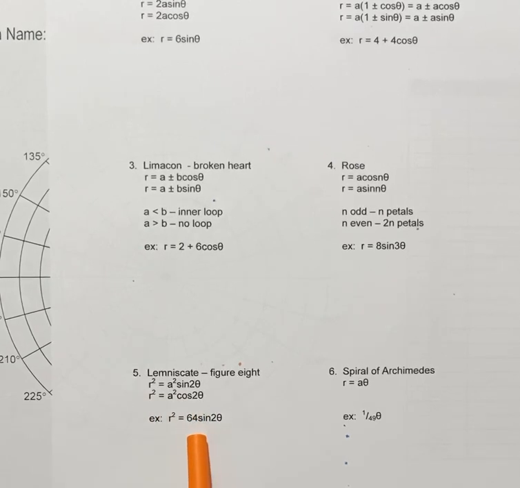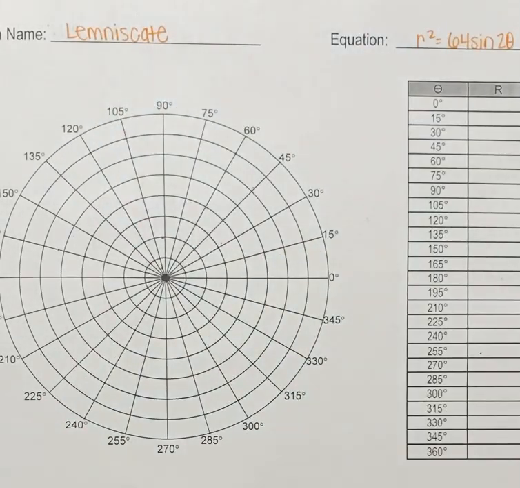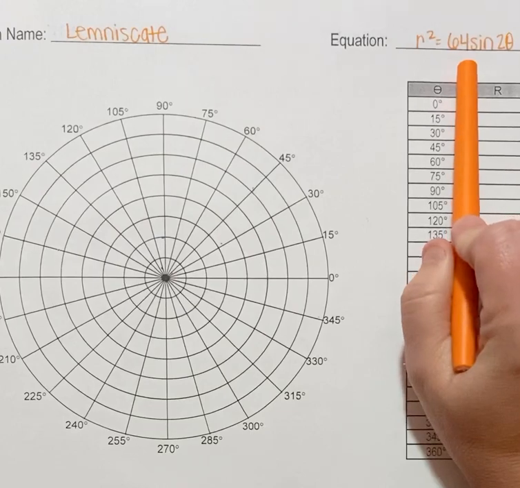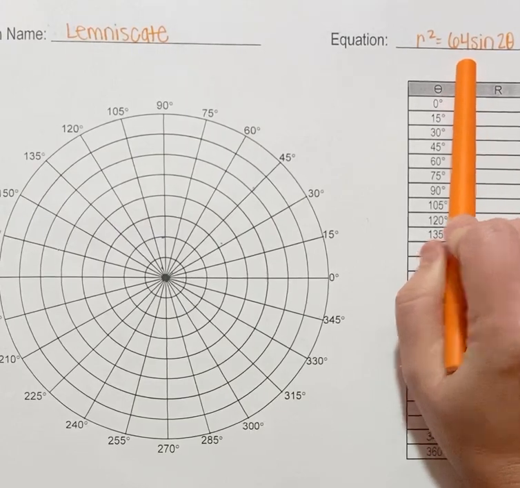This is the problem we're going to look at. R squared equals 64 sine 2 theta. So remember, this is squared. So really a here happens to be 8 within my problem. Now what I've already done is I've already written the graph name, which is a lemniscate, and I've got my equation over here as well. R squared equals 64 sine 2 theta.